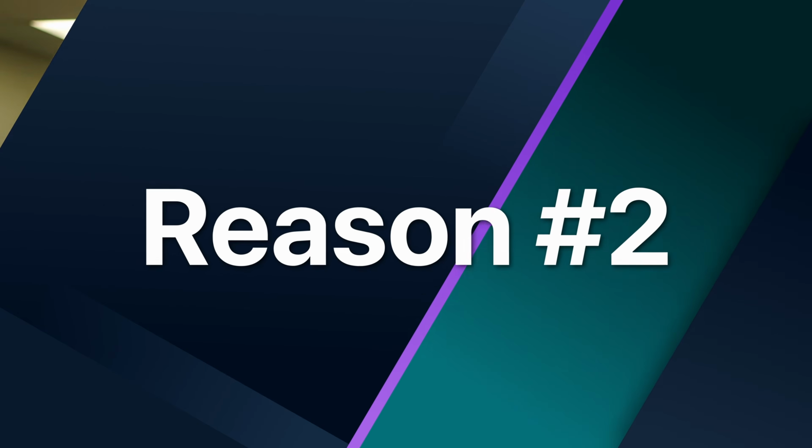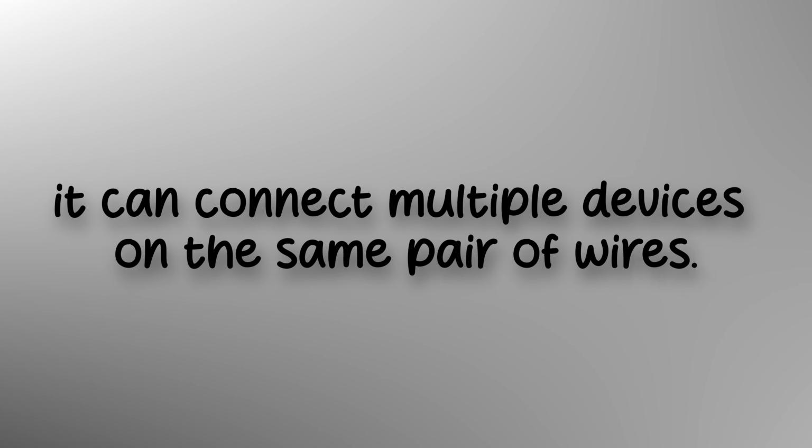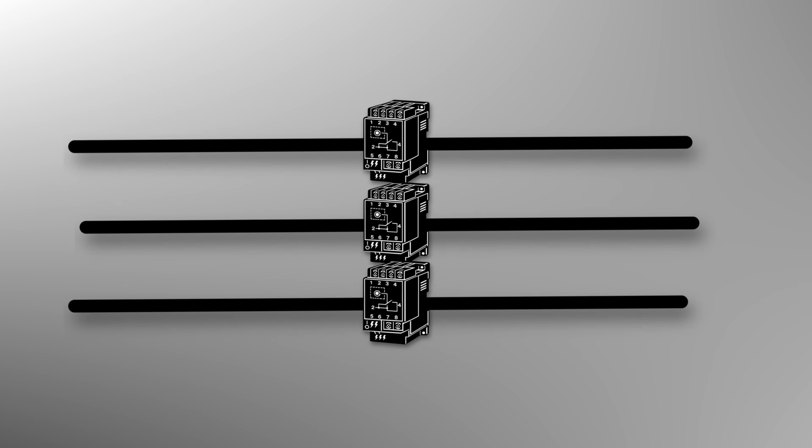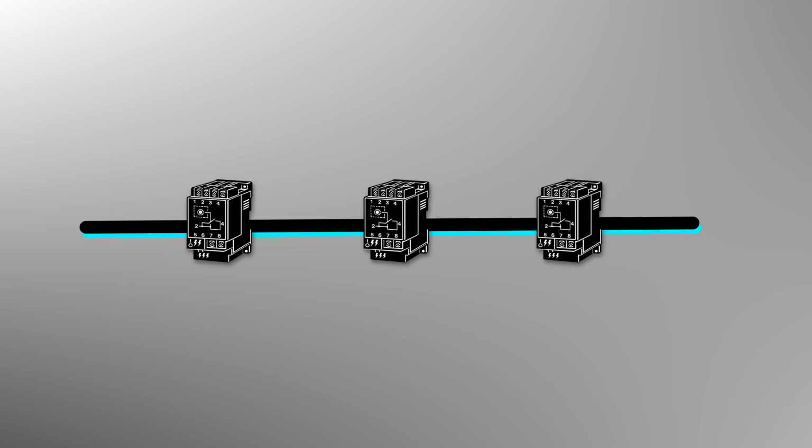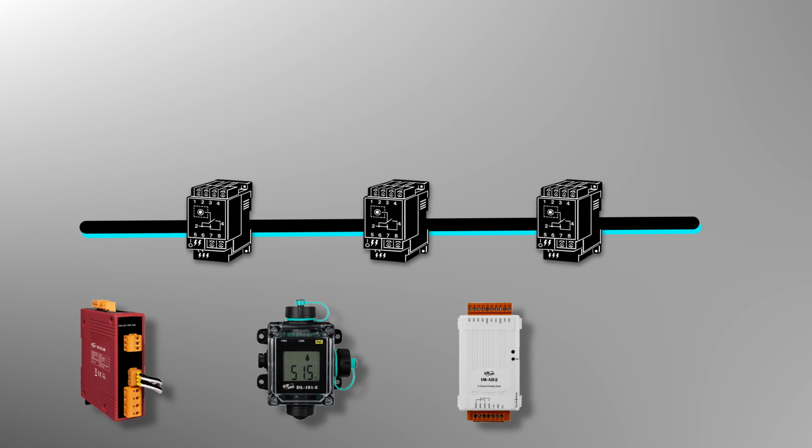Now, the second reason RS-485 is so common is that it can connect multiple devices on the same pair of wires. So instead of running a separate cable for every single device, you can run one cable through an area and place devices on that same line. This is commonly used for meters, sensors, remote I/O, and controllers. Protocols like Modbus RTU are often carried over RS-485 for exactly this reason.